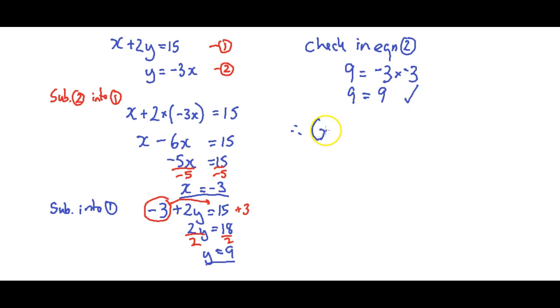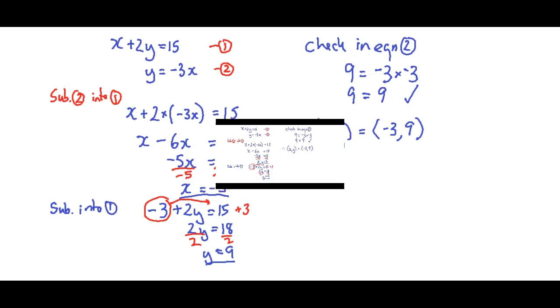Therefore my intersection point physically, the value of x is -3, and the value of y is 9. That's the intersection point of the graphs of these two straight lines, and it's the x value and the y value that satisfy both equations simultaneously.